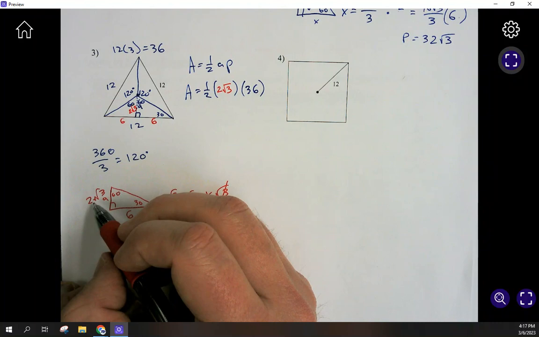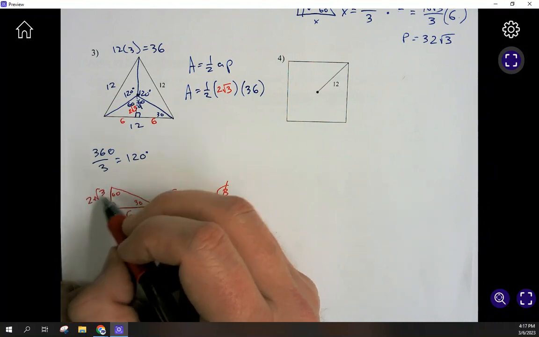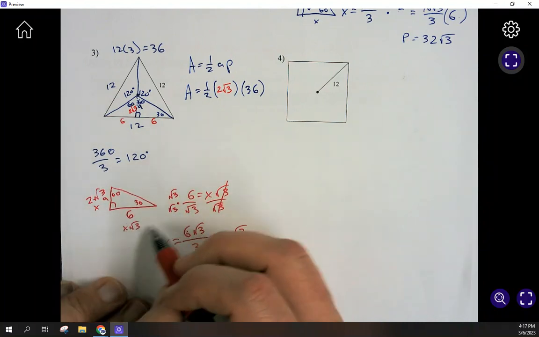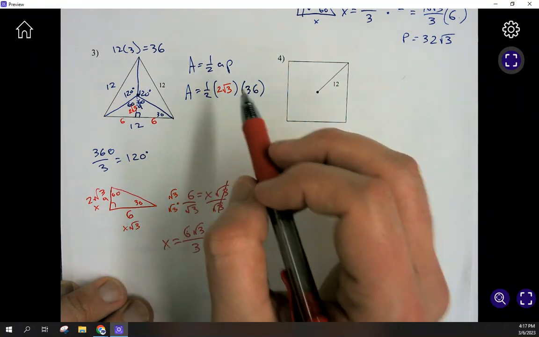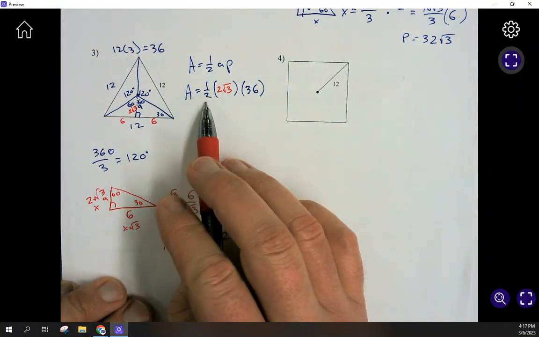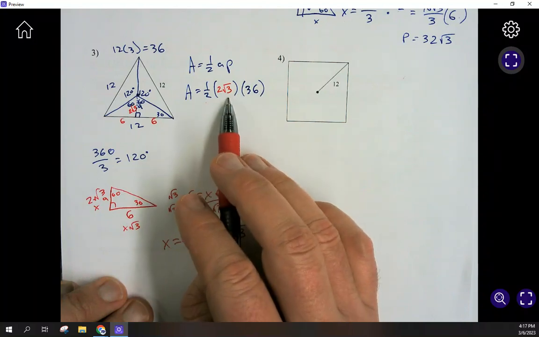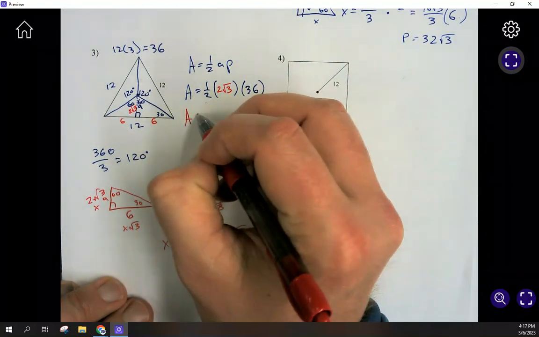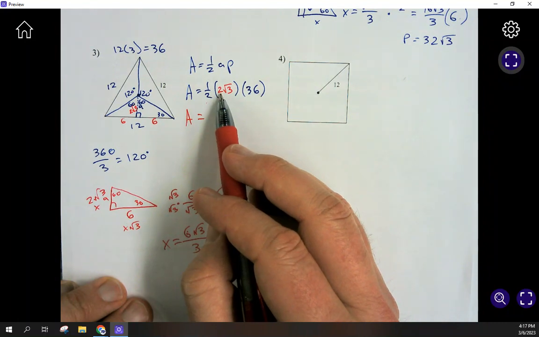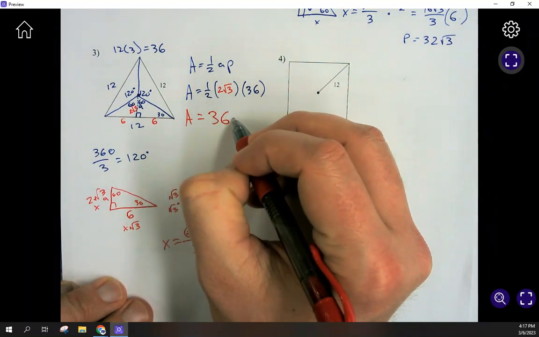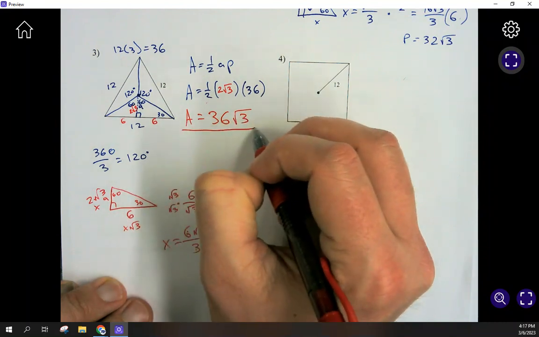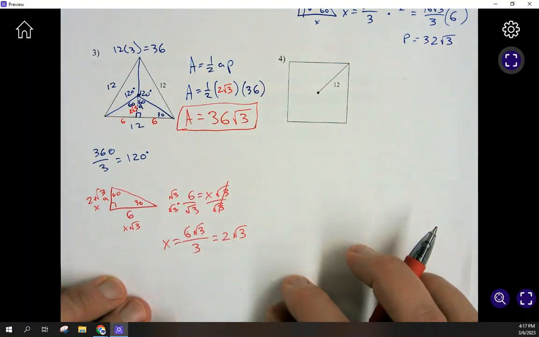The reason that dropped in there so nicely is because it's across from the 30. That's your x. So we found out what x was by solving through this. Now you just plug it right in. So again, when you multiply these numbers, you leave the radical 3 alone. Half of 2 is 1. 1 times 36 is just 36. And the square root of 3 tags along.